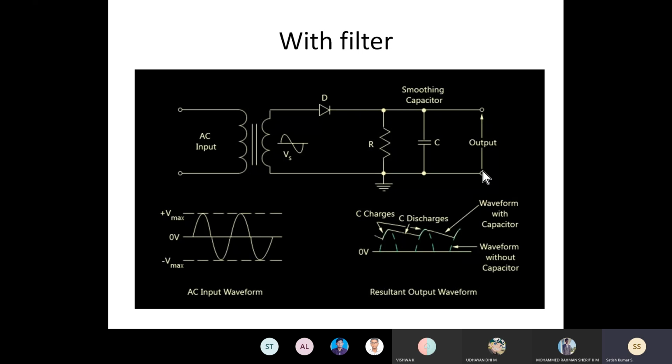So up to this is the half-wave rectifier. In this half-wave rectifier, the first part is only rectification. The next part, we are going to use a filter component. The filter component tries to give only the pure waveform of DC. Right?